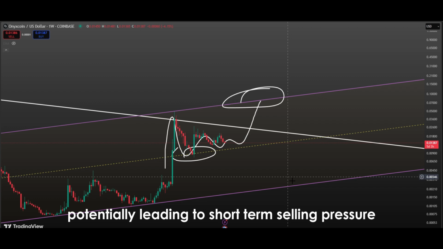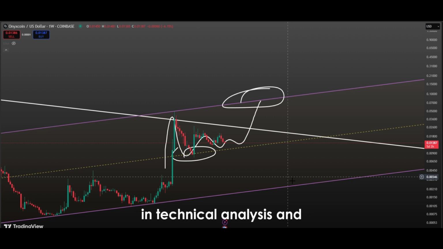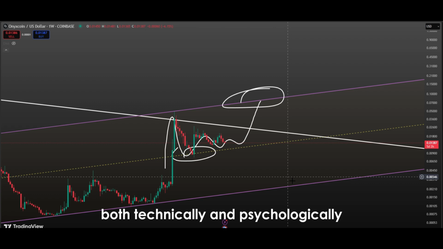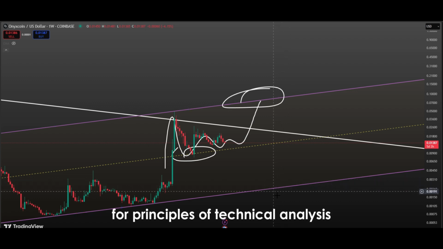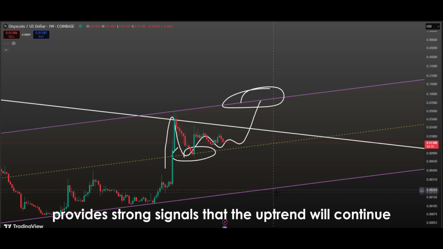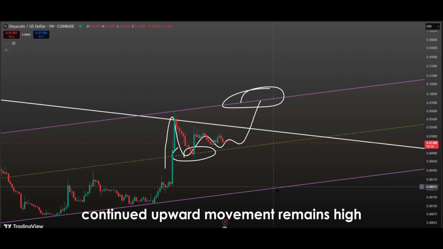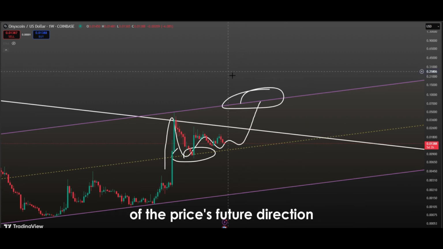In conclusion, the ascending channel structure is a reliable and frequently used pattern in technical analysis, and continued price movement within this channel is seen as a positive development for investors. The retest of the midline is a critical test both technically and psychologically, and if passed successfully, it is highly likely that the price will advance toward the upper band. For investors who follow the core principles of technical analysis, this structure provides strong signals that the uptrend will continue. The current price position indicates that buyers are still in control and that the likelihood of continued upward movement remains high. Therefore, the structure within the channel and the behavior at the midline will be among the most critical indicators of the price's future direction.